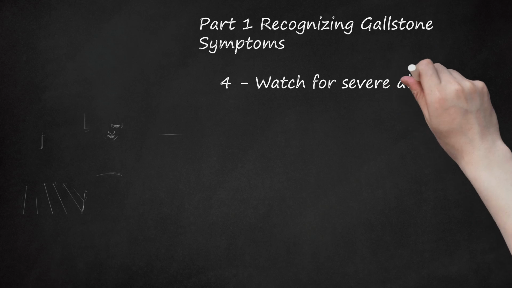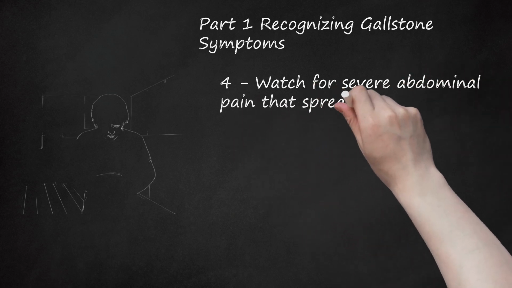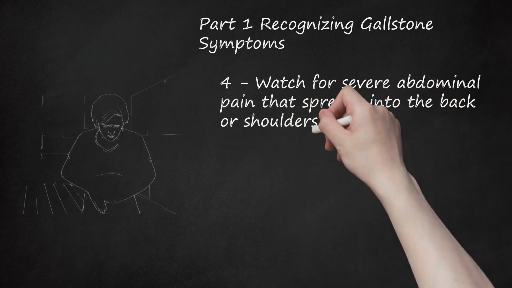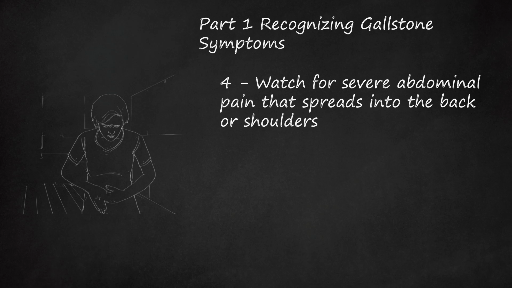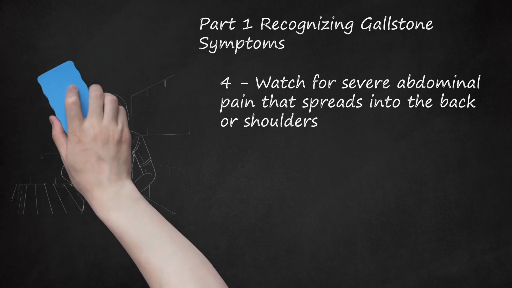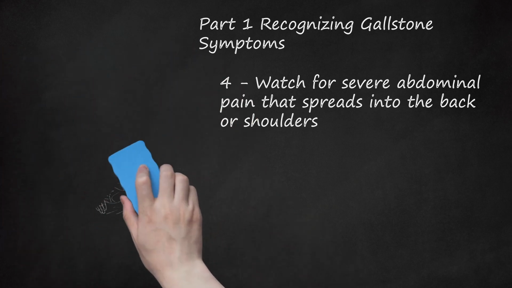4. Watch for severe abdominal pain that spreads into the back or shoulders. This is the main symptom of gallbladder inflammation, which is often caused by gallstones. The pain usually worsens when drawing a breath. You may experience pain between your shoulder blades and in your right shoulder specifically.